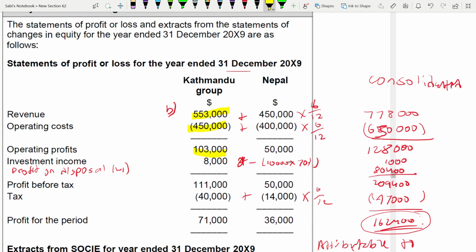I'm not rewriting it again and wasting time. I'm just showing you 103 will be operating profit. From here your investment income will be 1000. Just this one. This 1000. Okay, I'll write it 1000 for you here.